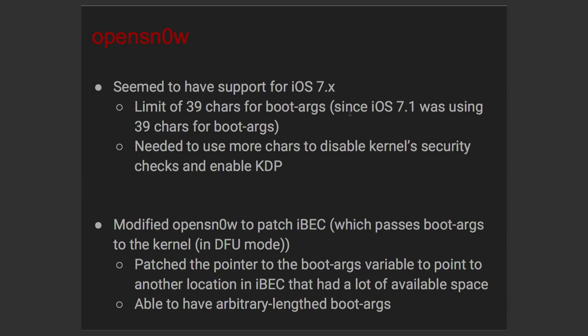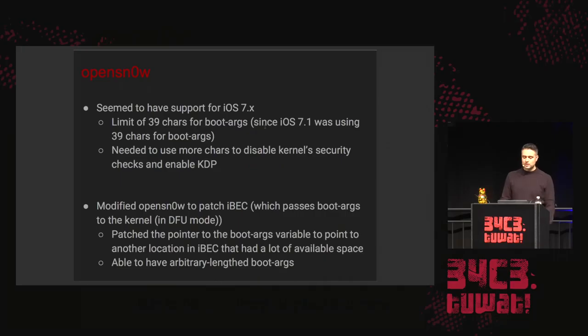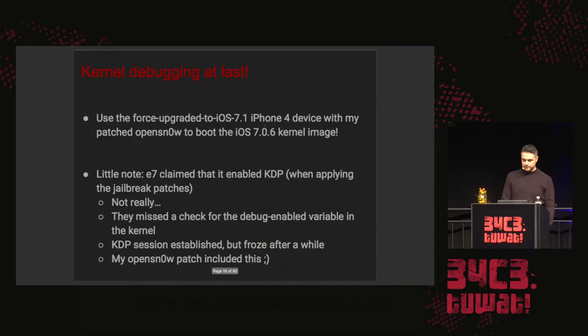iOS 7.1 was using up to 39 characters, so that was the reason OpenSnow couldn't support more. So what I ended up doing was I patched iBEC, which is basically the loader of the kernel, right, that passes boot args to the kernel when it boots. And basically, I changed the pointer to the boot args to some other place that had much more space. So at that point, I was able to pass arbitrary length boot args to my kernel.